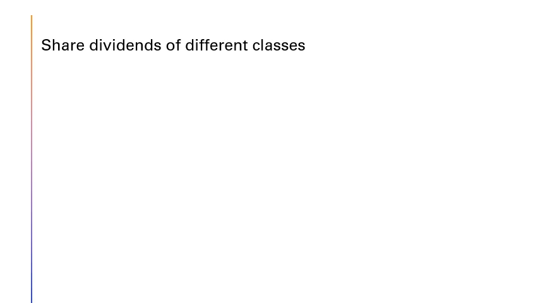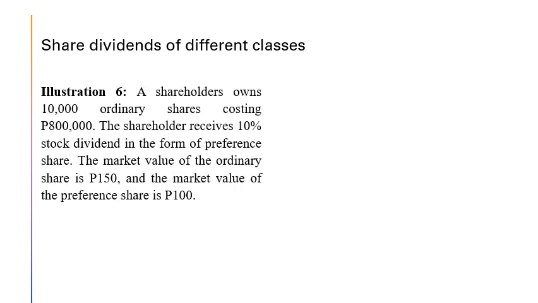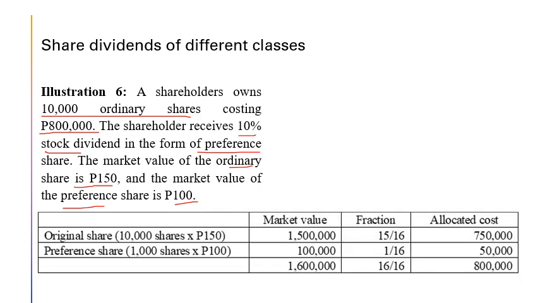If the share dividends come from a different class, for example, you own 10,000 ordinary shares valued at 800,000, but you receive a 10% stock dividend from preference shares. So, magkaiba. Instead ng ordinary, yung natanggap mo is preference. The market value is 150 for the ordinary and 100 for the preference. So, how do we treat this one? Okay? So, this will be treated as a deduction from the cost of your ordinary shares.